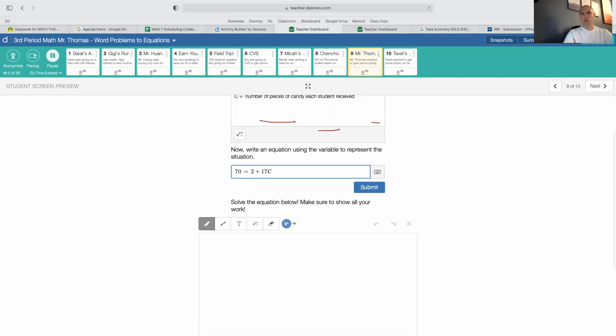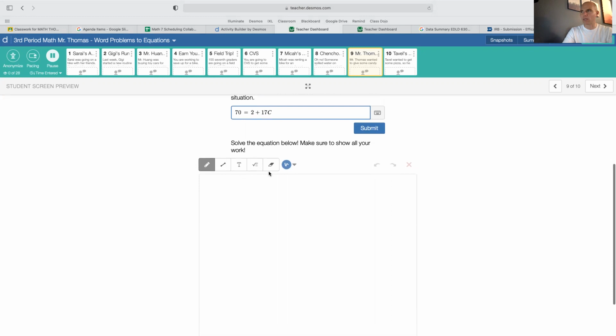So I purposely wrote the equation in a different order, right? With the numerical part on the left side and the side with the variable on the right, just so you can see that it's totally normal and okay to have your equation that way too if you want. So let's do it this way. We got 70 equals 2 plus 17C.